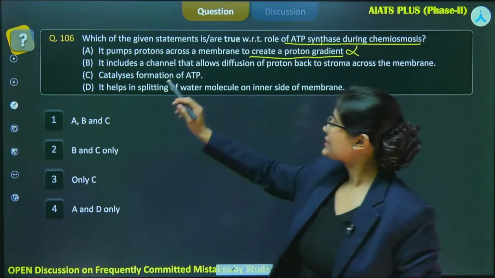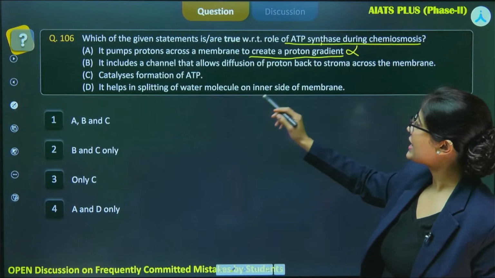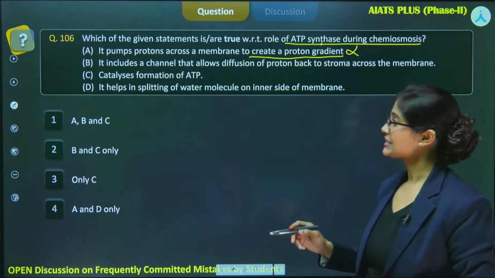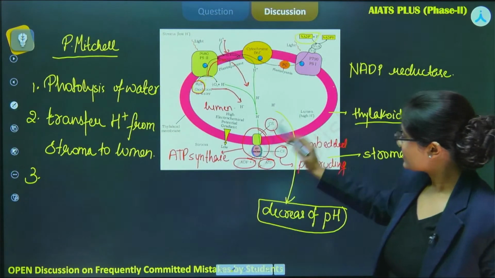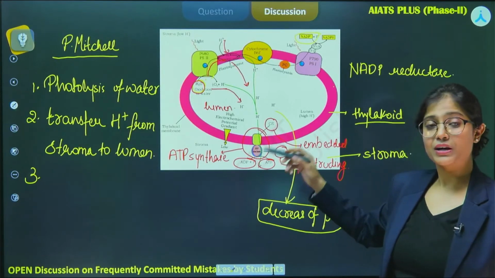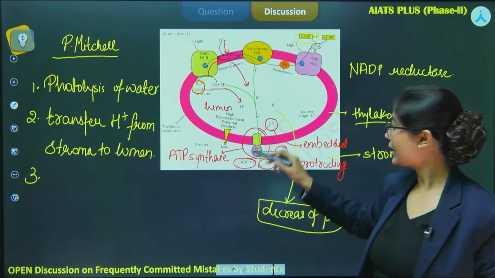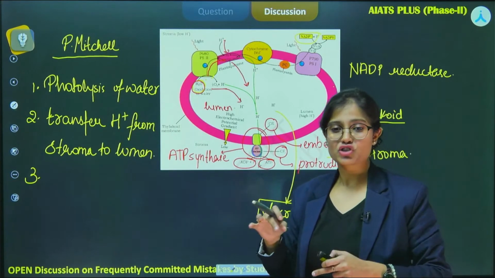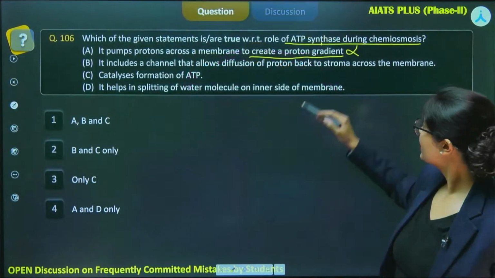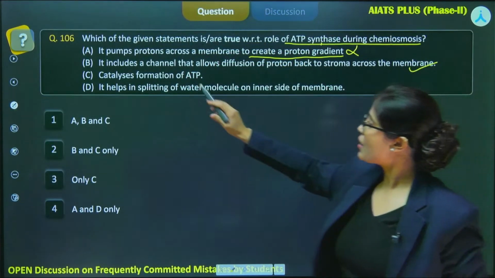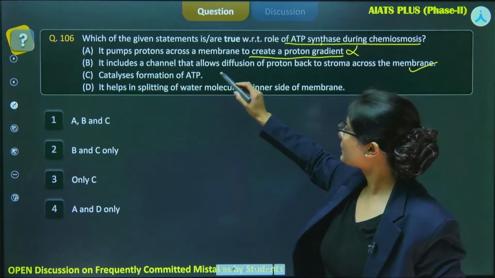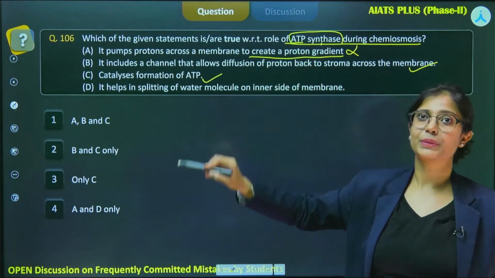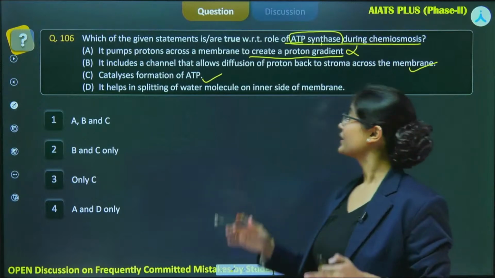Now, the next statement says it includes a channel that allows diffusion of proton back to stroma across the membrane. So yes, this is also correct, which is flowing the proton back to the stroma. It is CF0 particle in which the transmembrane channel is present. So this statement is correct. Now, the next one is catalyzes formation of ATP. Obviously, as the name itself suggests, ATP synthase, that means synthesis of ATP, right?